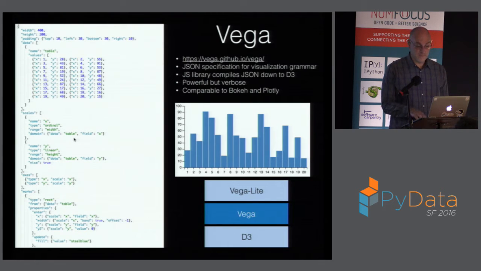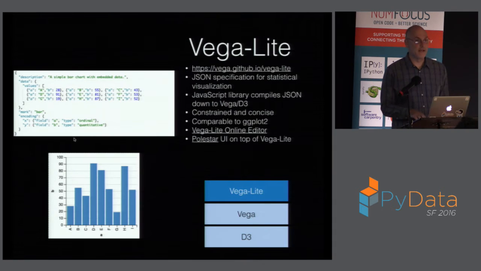And then on top of that is Vega-Lite. Vega-Lite, again, is a JSON spec. It's a declarative approach for specifying a visualization. The Vega-Lite JavaScript library compiles that JSON down to Vega, which then gets compiled down to D3 for rendering. So there's a stack of tools here. And you can see here the JSON required for a simple bar chart is all of a sudden much simpler than it was for Vega.